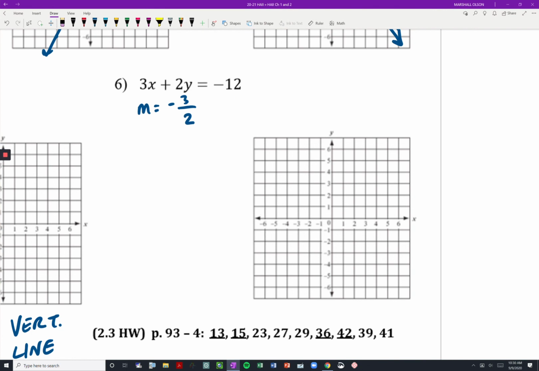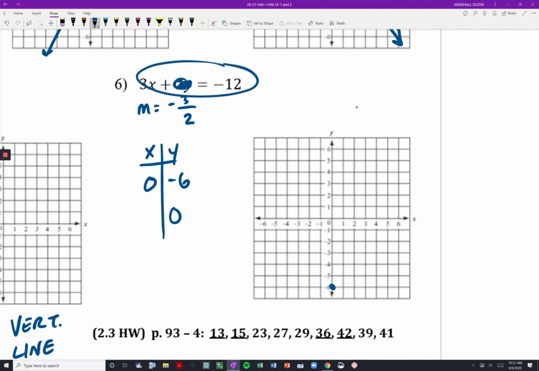And now let's find the x and y intercepts. I'm just going to put a 0 in for x and a 0 in for y. If I put a 0 in for x, I have 2y equals negative 12, which means that y equals negative 6. Let's go ahead and plot that right away. 0, negative 6. And if I put a 0 in for y, then the equation I have is 3x equals negative 12, which is x equals negative 4.